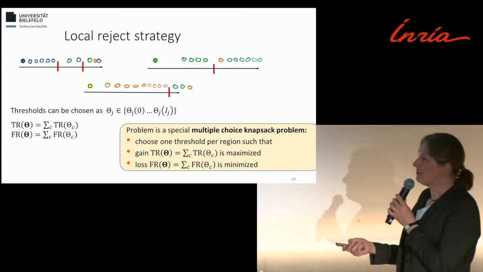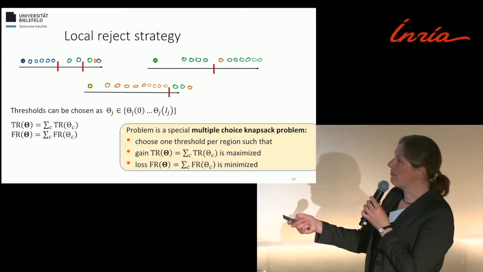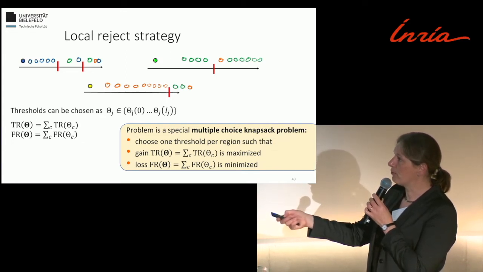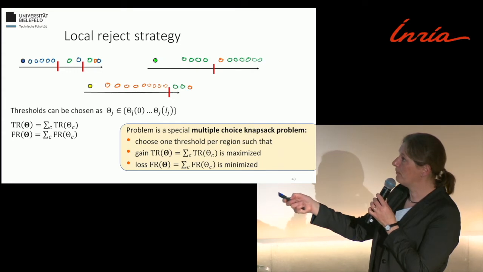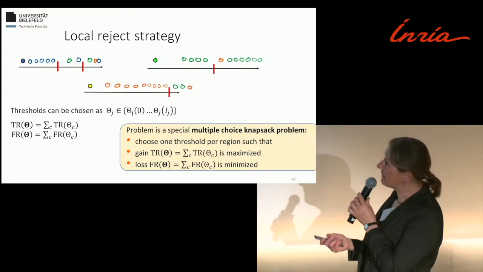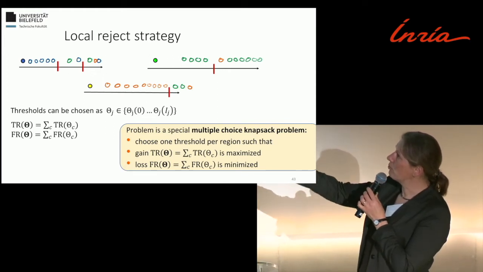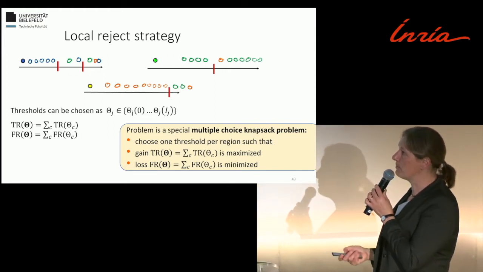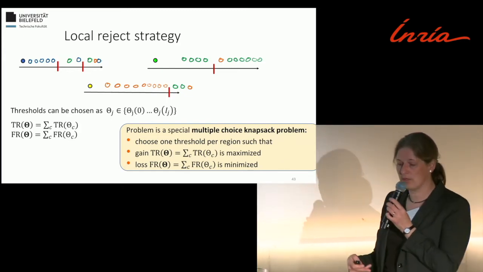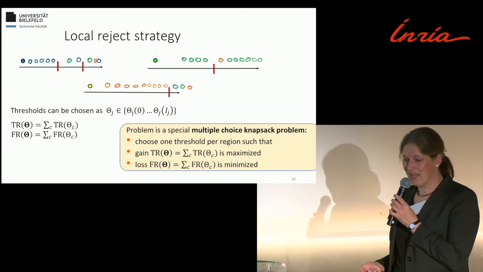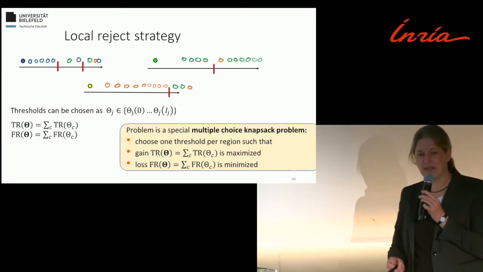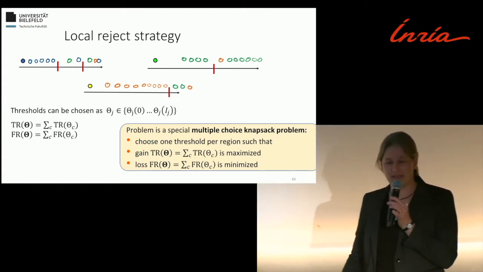The overall true rejects are the sum of the true rejects per region. The overall sum of false rejects is the sum per region. And you end up with what would be called a multiple choice knapsack problem, where you choose from every region one of these possible thresholds, such that the gain, which is the true rejects, is maximized, while the loss, the false rejects, is minimized. So knapsack problem sounds bad because it's an NP-hard problem, but it's not strong NP-hard.